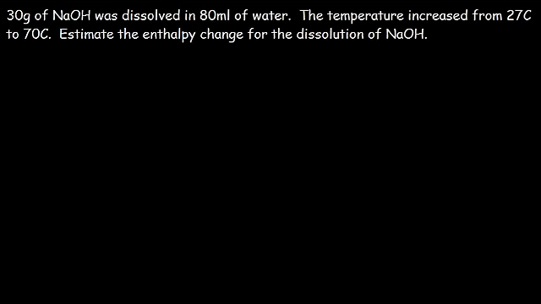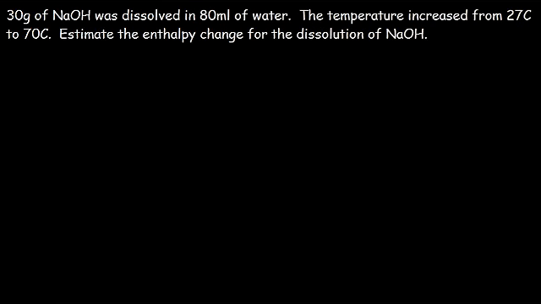Another way in which you can measure the enthalpy change of a reaction is using calorimetry. So here's an example problem. 30 grams of sodium hydroxide was dissolved in 80 milliliters of water. The temperature increased from 27 to 70 degrees Celsius. Estimate the enthalpy change for the dissolution of NaOH. So how can we do this? How can we find the enthalpy change of the reaction?